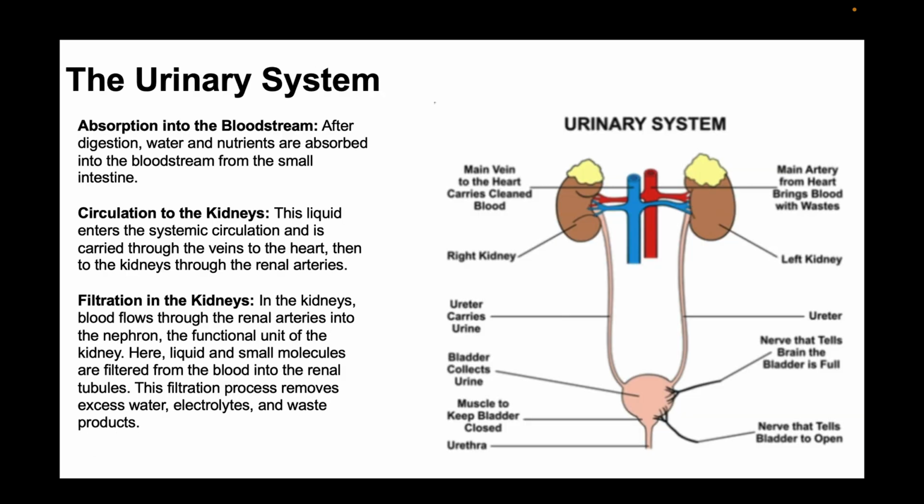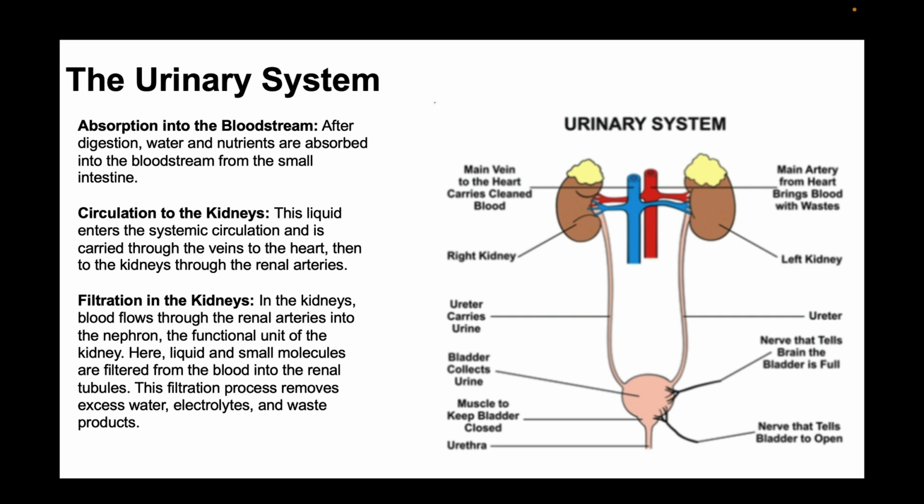Here's how liquids from digestion get into the kidneys for excretion. Following digestion in the small intestine, water and dissolved nutrients are absorbed through the intestinal mucosa into the bloodstream. The absorbed substances enter the systemic circulation and are transported via the venous system to the heart.